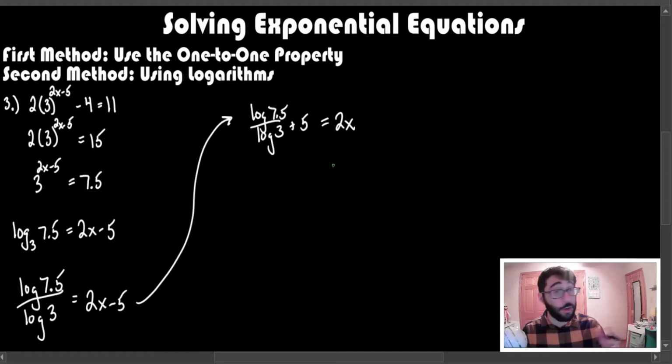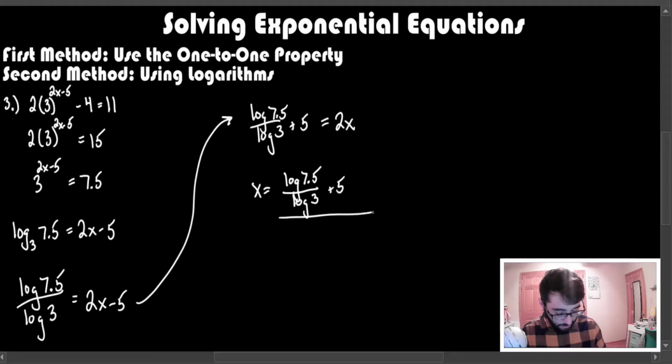Warning you now, this is going to look real messy. Don't worry, just type it in one step at a time. We'll be fine. So x is going to be equal to log of 7.5 divided by log of 3, plus 5, and all of that is being divided by 2. Looks pretty nasty, but we got calculators. That's what they're for. So let's go ahead and plug this into the calculator and round appropriately.